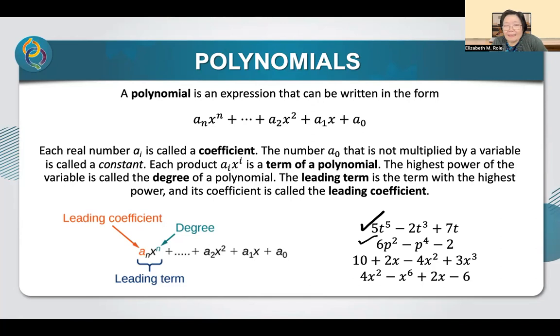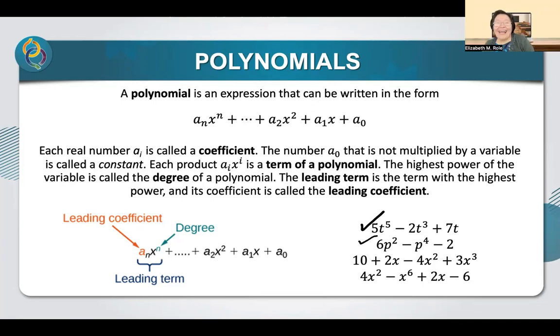How about the second polynomial? 6p squared minus p to the 4th minus 2. What is the degree? What is the highest power? It's four. Yes. What is the leading term? What did we say? The leading term is the term with the highest power, with the variable that has the highest power. What is the leading term? 6p squared.